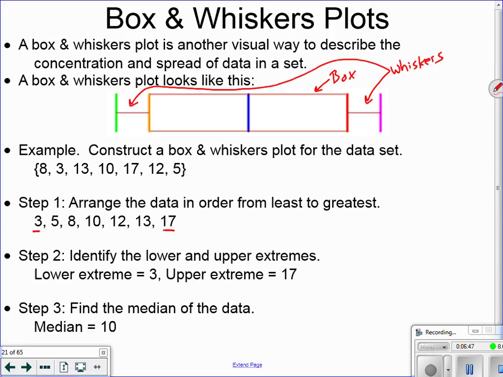Step 3 is to go ahead and find the median. Okay, again, the median is the middle number. In this case, your median is going to be 10. I'm going to draw a line through 10 here to show that that is the median. We'll just abbreviate it here, MED. All right.